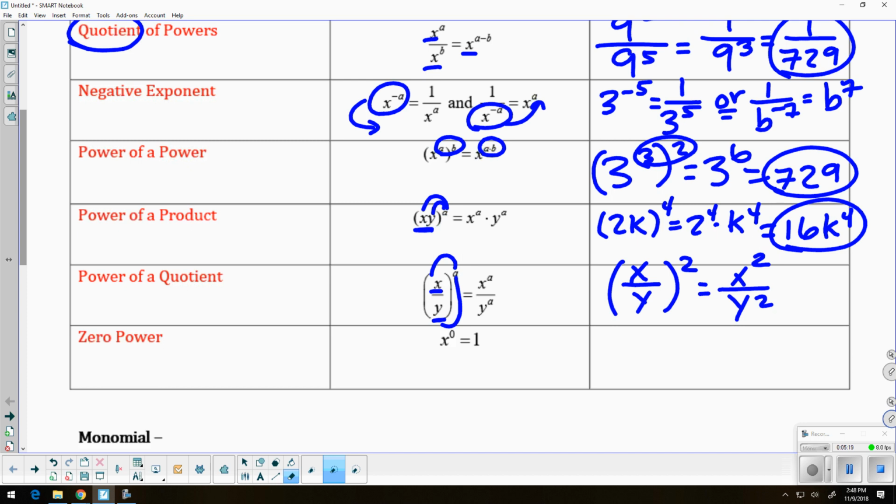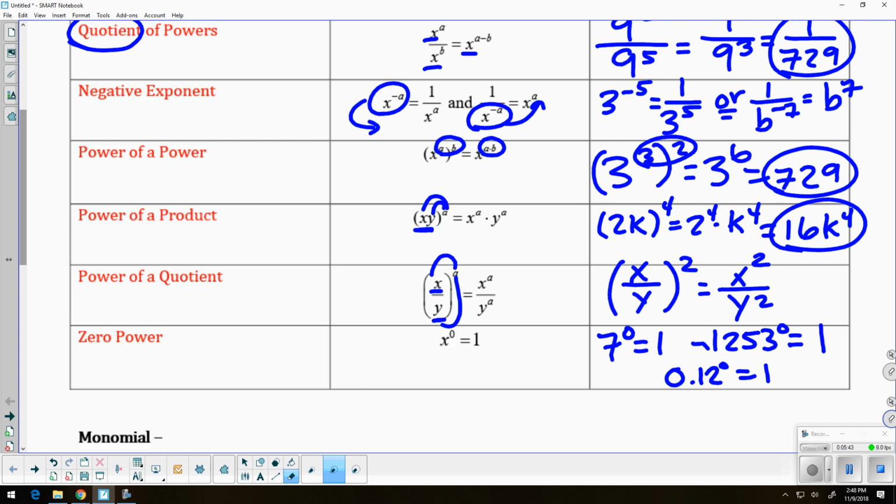The next thing, if you have a 0 power, so anything to the 0 power is basically always going to be 1. Doesn't matter what it is. So if it's 7 to the 0 power, that's 1. If it's negative 1,253 to the 0 power, that's 1. If it's 0.12 to the 0 power, that's 1. Anything to the 0 power is always going to be 1.